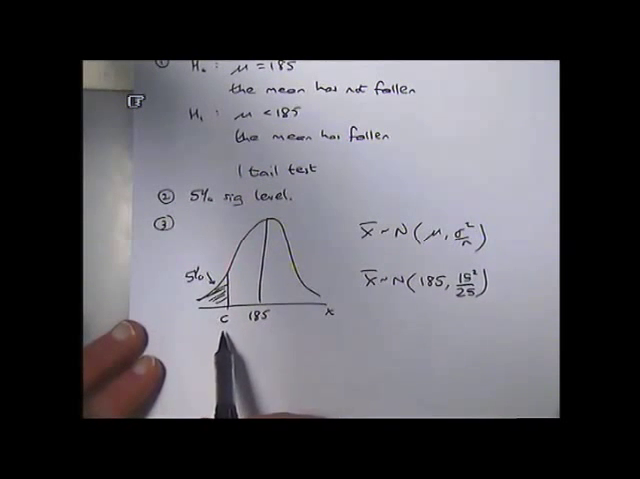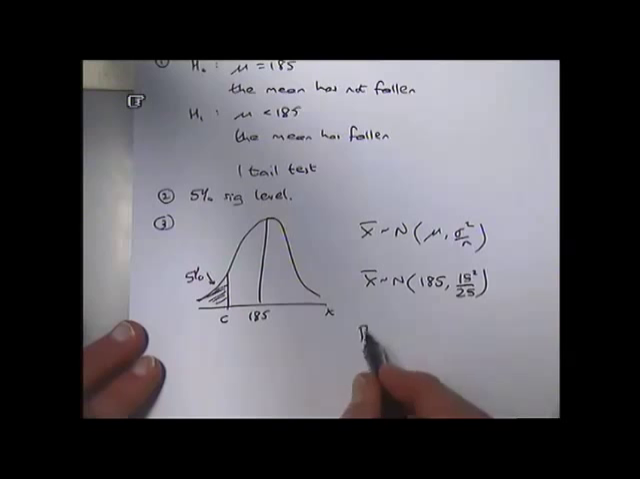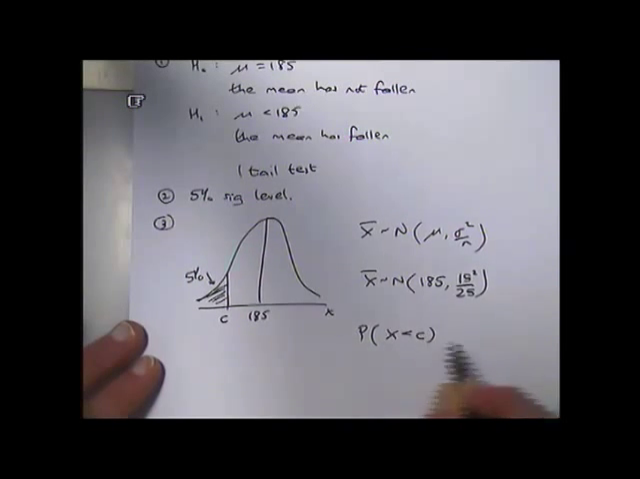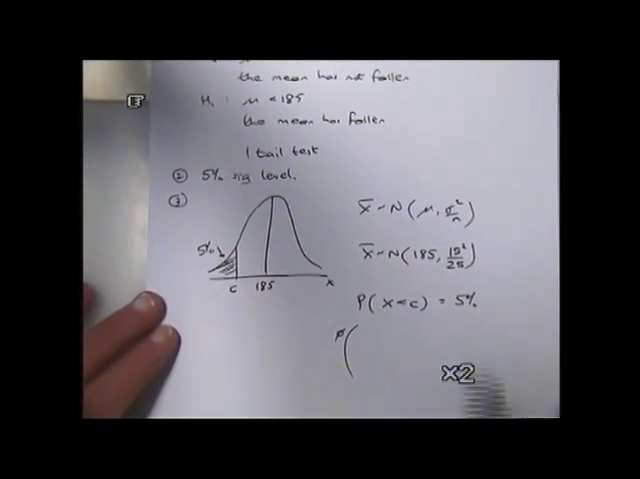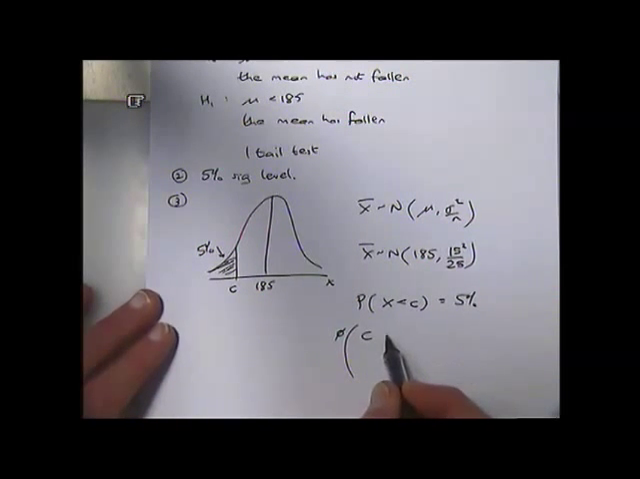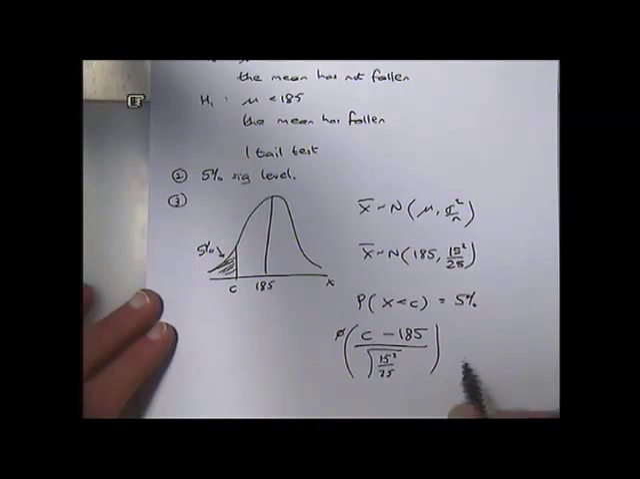And we want to find the value of C. So we want to find the probability that X is less than C is going to be 5%. And then we've been putting that straight into a phi notation. Can anybody tell me what's going to go inside this phi bracket? C minus 185, minus the mean, over the square root of 15 squared equals 25. Yeah, that's right. That is square rooted, put down there. 5%.